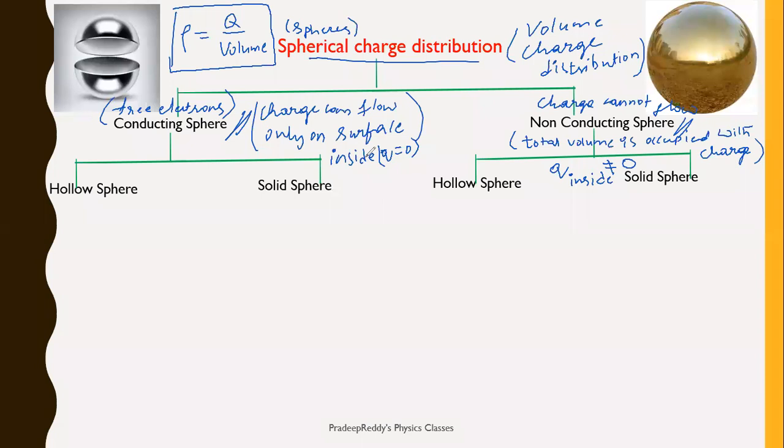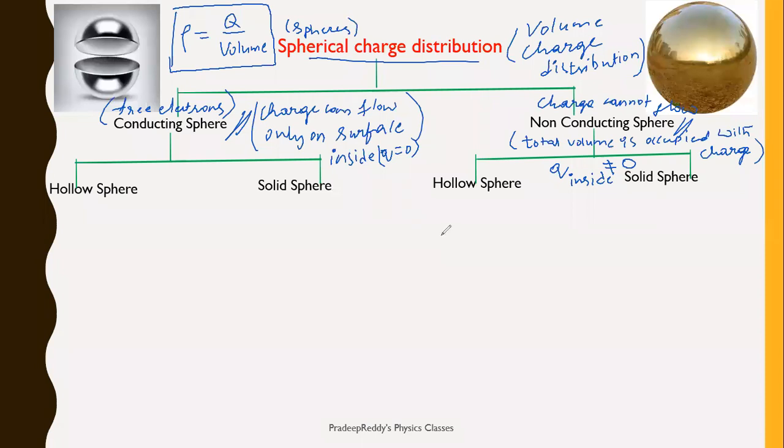In a conducting sphere, there are free electrons, so charge can flow. Therefore, inside there will be no charge. Total charge will be accommodated only on the surface. Whereas in a non-conducting sphere, as charge could not flow, there will be no free electrons. Therefore, total charge is accommodated throughout the volume of that particular sphere.